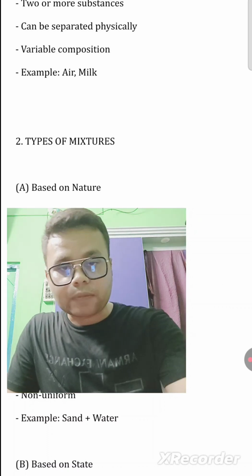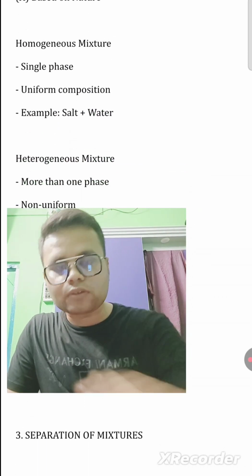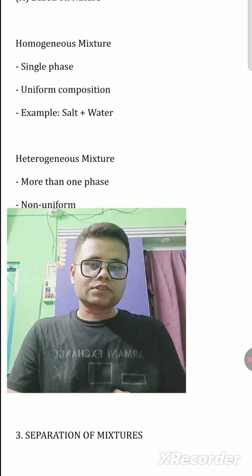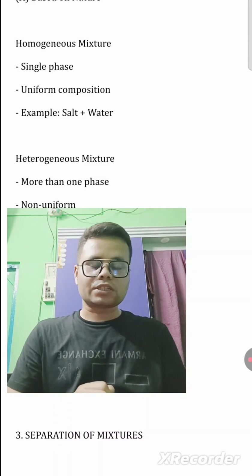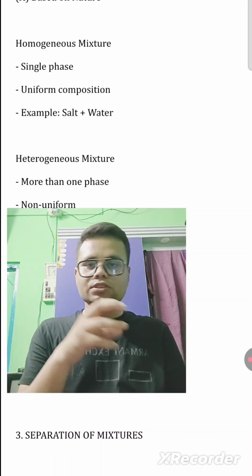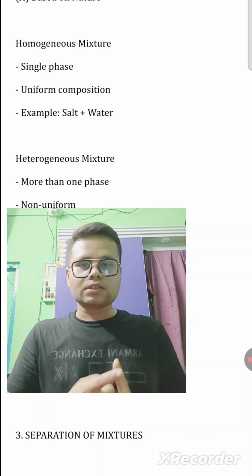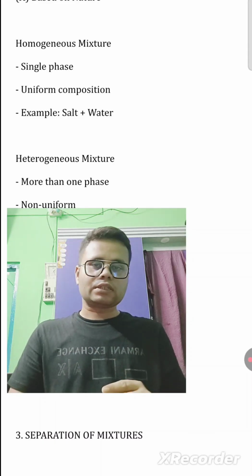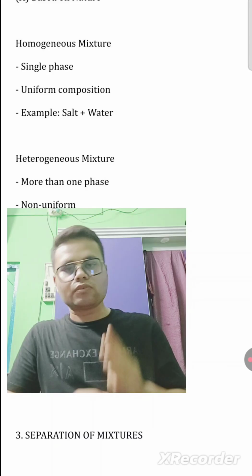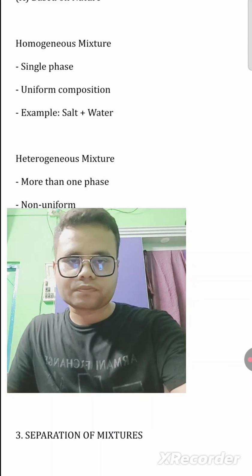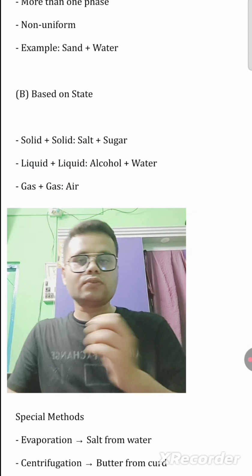If you're talking about the types of mixture, based on nature, first of all there is the homogeneous mixture. What is a homogeneous mixture? A single phase with uniform composition, for example salt and water. Next, class, what is the heterogeneous mixture?